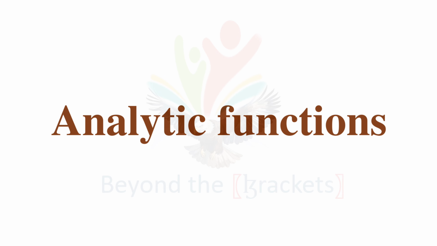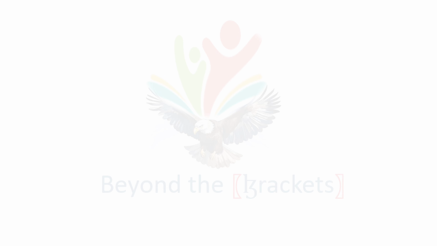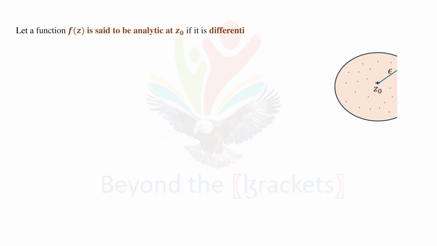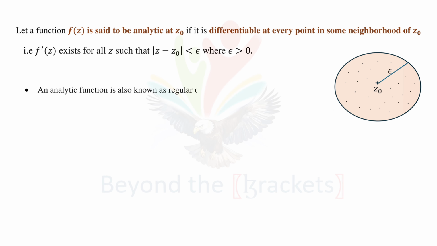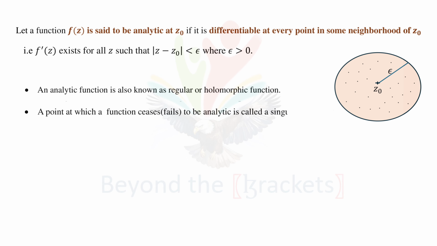In today's topic, we'll discuss analytic functions. Formally, a function f(z) is said to be analytic at z0 if it is differentiable at every point in some neighborhood of z0, that is, f'(z) exists for all z such that |z - z0| < epsilon, where epsilon is greater than 0. An analytic function is also known as a regular or holomorphic function. A point at which a function ceases or fails to be analytic is called a singular point.